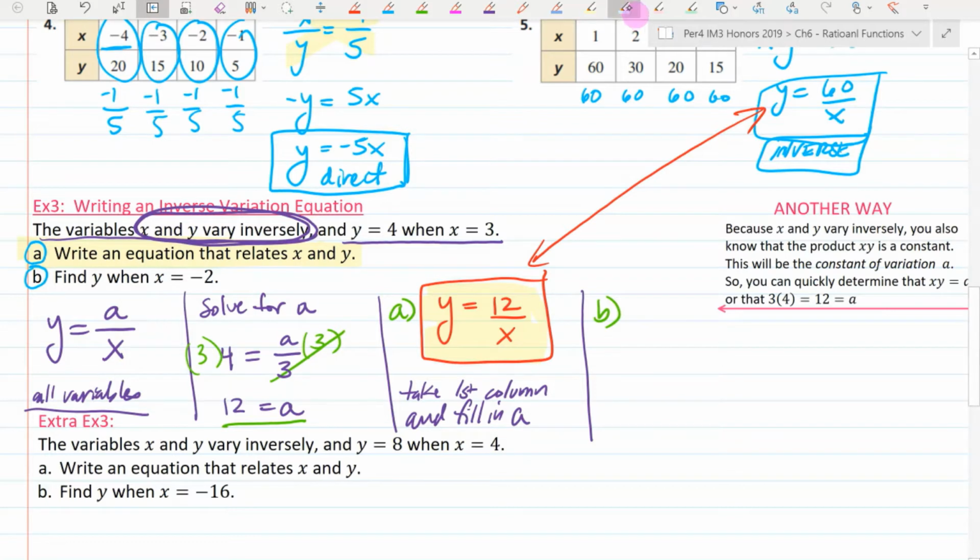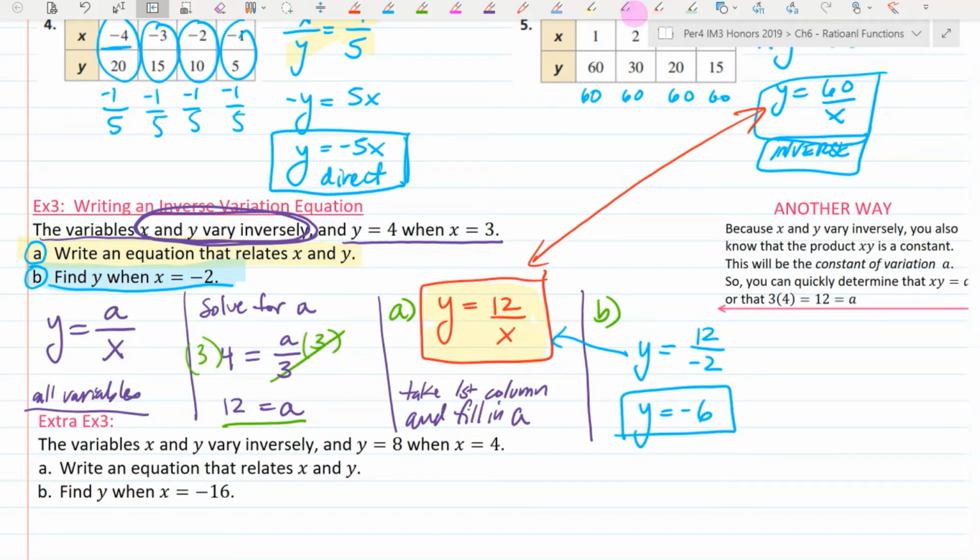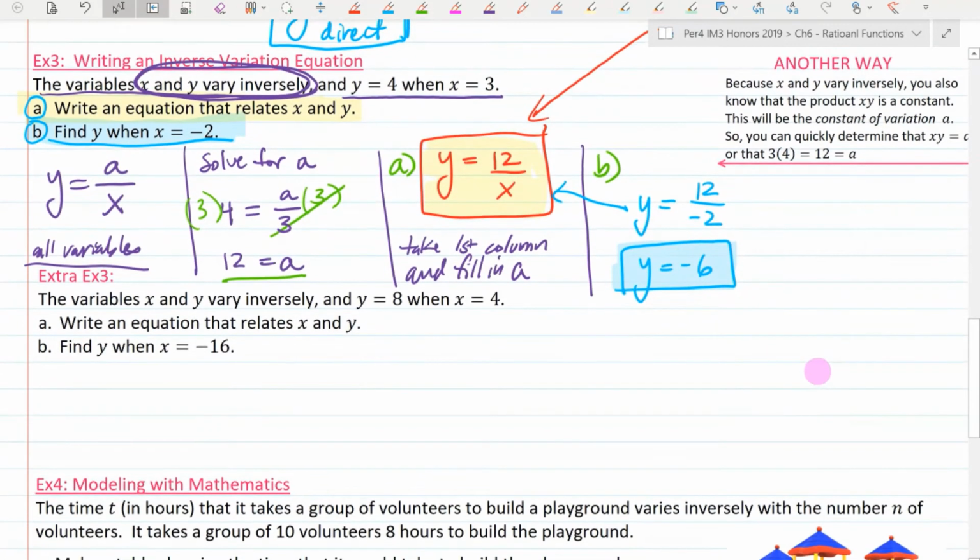And then for the last column, we're going to find y when x is equal to negative 2. So we're going to use this equation, and find y when x is equal to negative 2, and that's negative 6. And that's the second answer. All right, so always remember we're going to do 4 columns. First column, all variables. Second column, solve for a. Third column, you're actually going to have an answer, which is basically the first equation with a filled into it. And then you're going to use that equation to solve the last column.